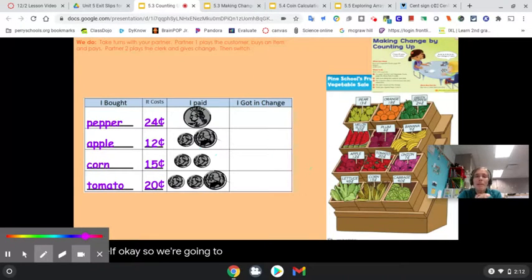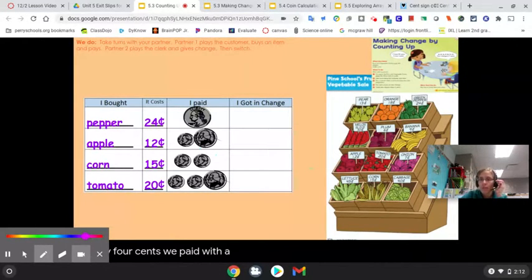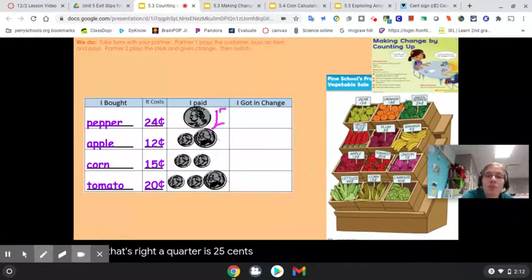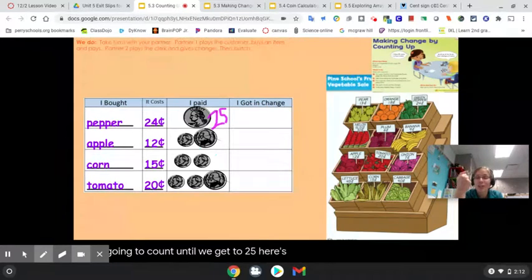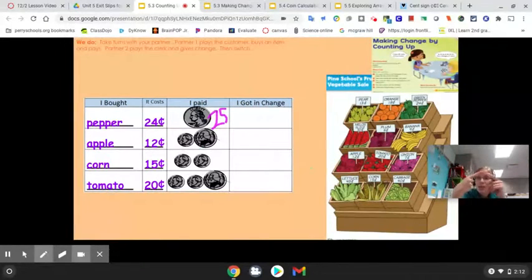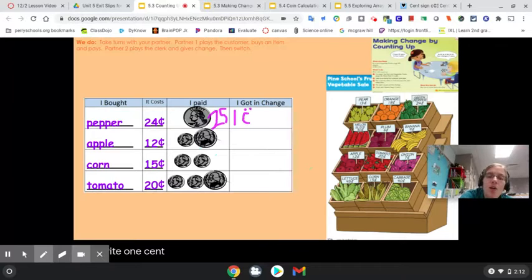So we're going to buy a pepper from the store, and a pepper costs 24 cents. We paid with a quarter, and we know a quarter is how many cents? That's right, a quarter is 25 cents. So if I'm starting at 24, put your fist up for 24. We're going to count until we get to 25. Here's 24, 25. Oh, we're at 25. We stop. How many cents do we get back in change? We're getting 1 cent back in change. So I can write 1 cent, or we know that that is a penny, right?